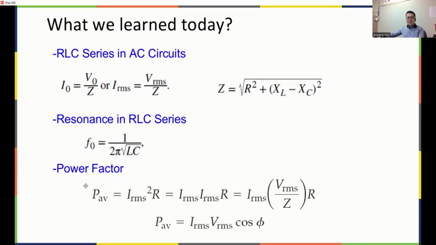We looked at power factor. Power factor will be basically cosine of phi, which is defined as R divided by Z, because power is only consumed by the resistor, not the inductor or capacitors.